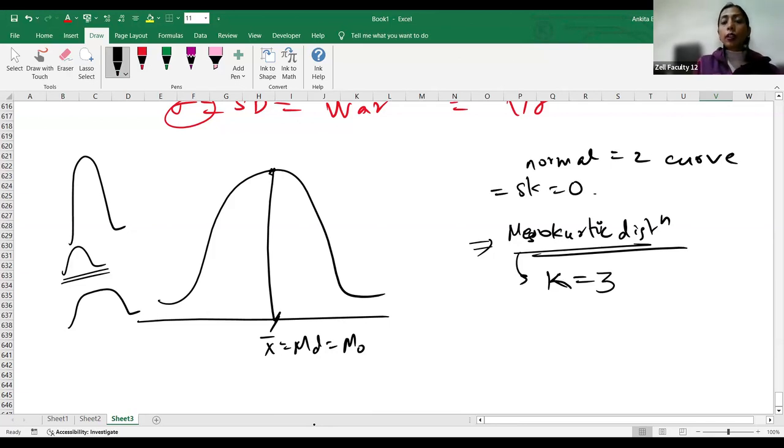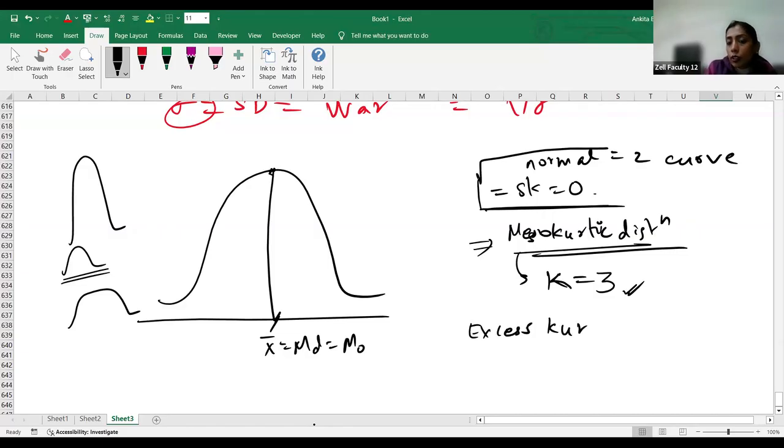Like for a distribution which is not skewed, for a normal distribution, skewness is 0. So for a distribution which is mesokurtic, that means which is normal, which does not have a peak nor a plateau, the kurtosis of that distribution is 3. We also calculate one measure in kurtosis, which is known as excess kurtosis. So excess kurtosis is calculated as Ek is equal to K minus 3.